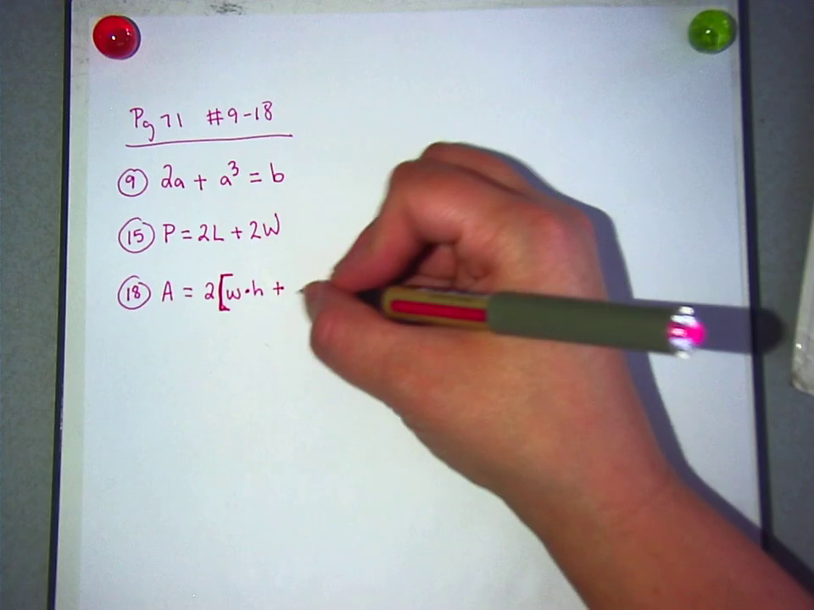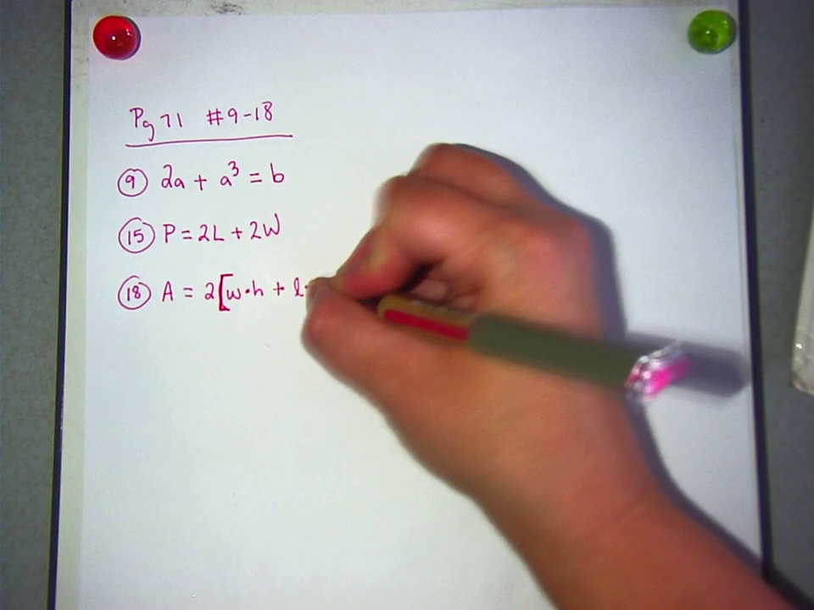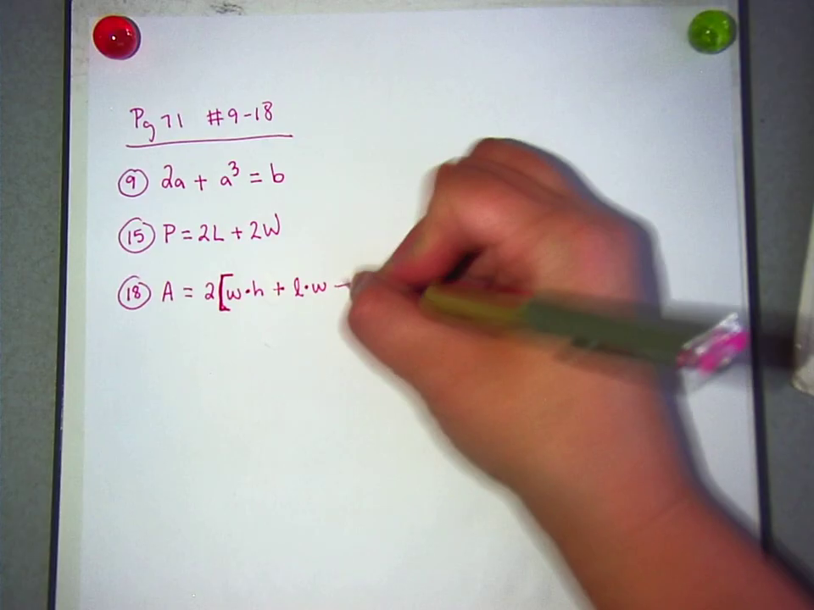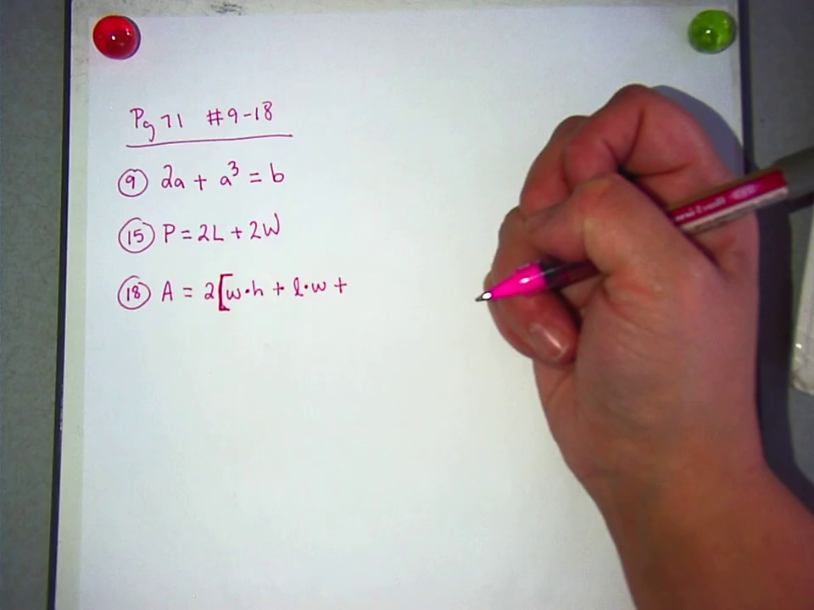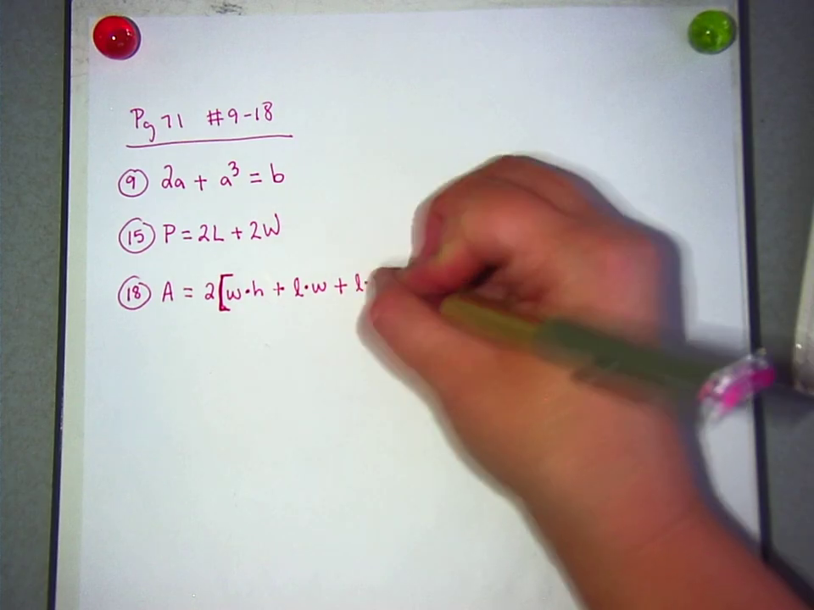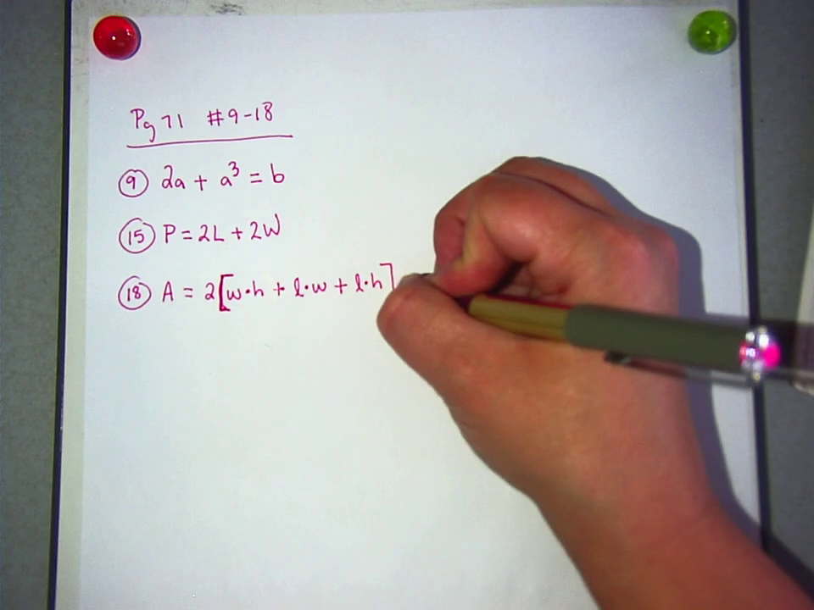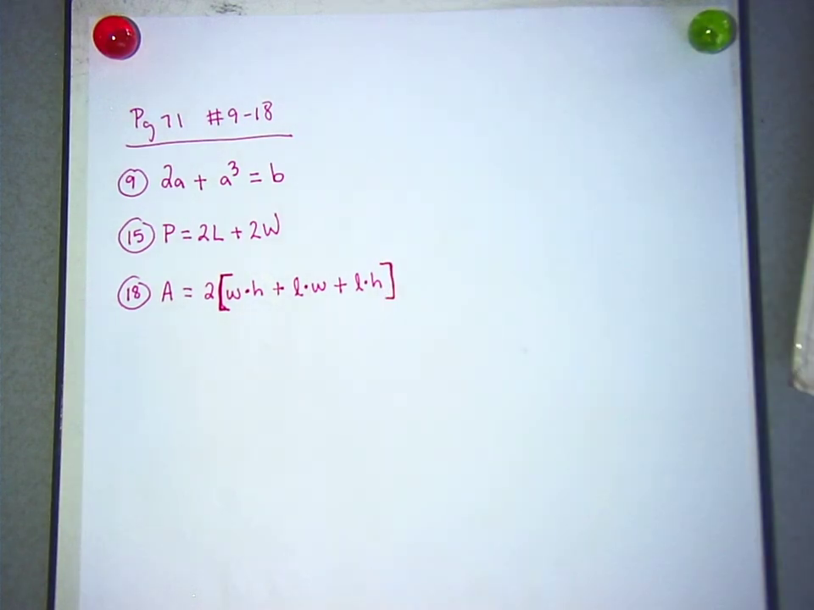The length times the width, how do I do that one? L times W or LW plus the length times the height. L times H. And then another bracket. That's a tough one. You could have put parentheses around the whole thing instead of brackets. Okay, is everybody understanding this? Great, you've got the rest of the time, which is about 15, 20 minutes.